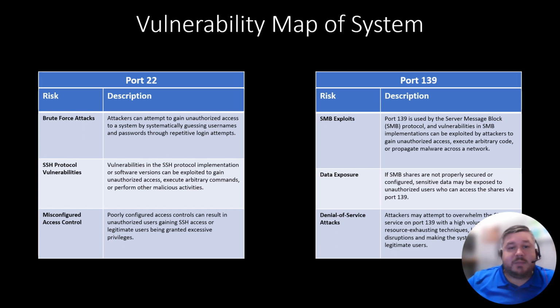This is a vulnerability map of the system for both port 22 and port 139. With port 22, some associated vulnerabilities are brute force attacks, SSH protocol vulnerabilities, and misconfigured access controls. For port 139, the associated vulnerabilities are SMB exploits, data exposure, and denial of service attacks.